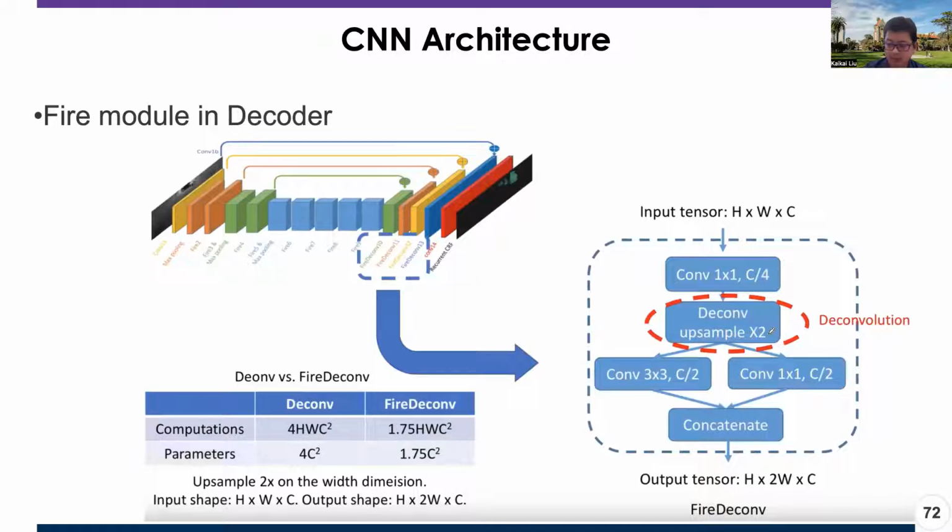For the decoder part, it's similar to the Fire module, but they have the deconvolution, like upsampling by 2 times. But they still do the squeeze, reduce the number of channels, deconvolution, then expand the channel, then concat, so that you can have the same channel output.